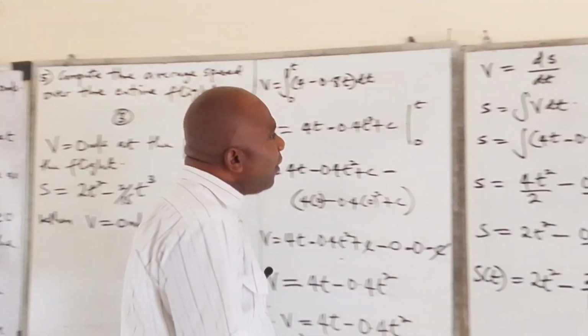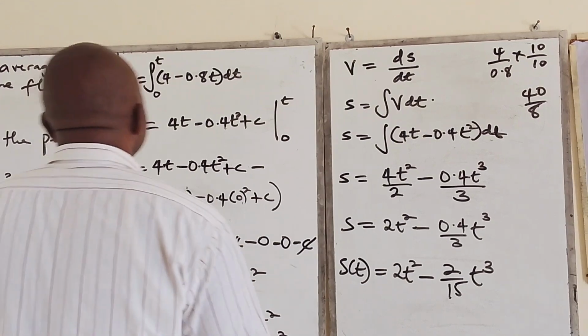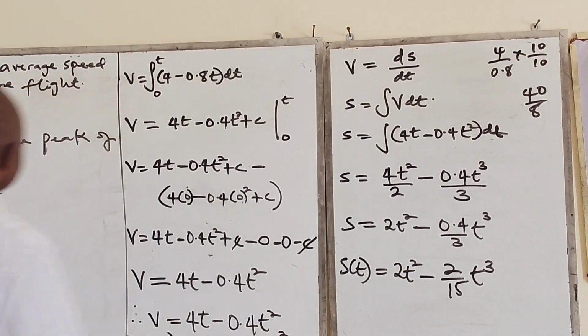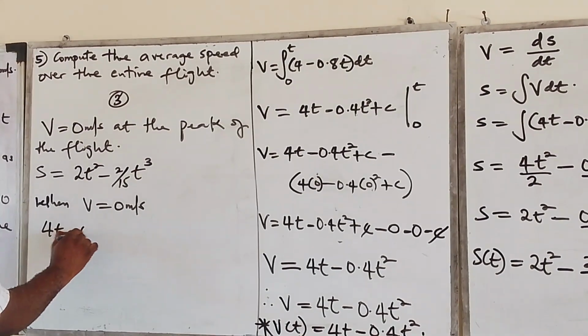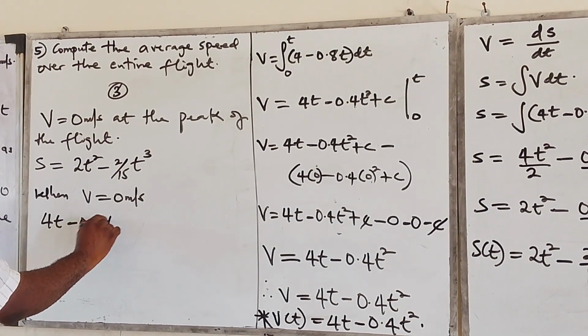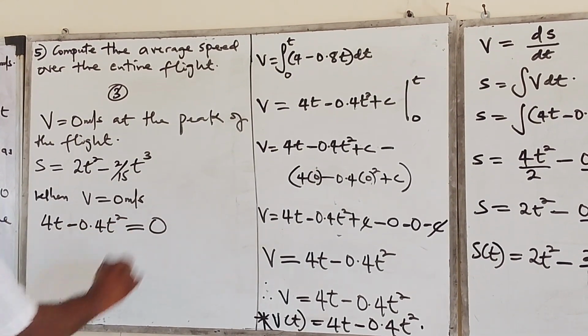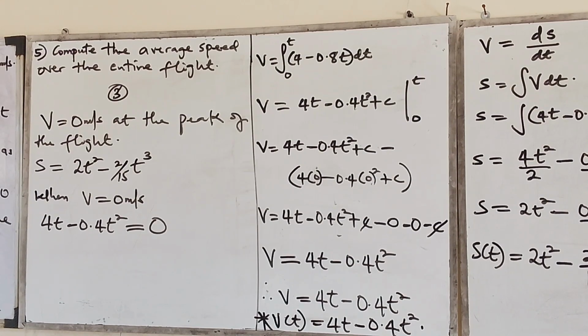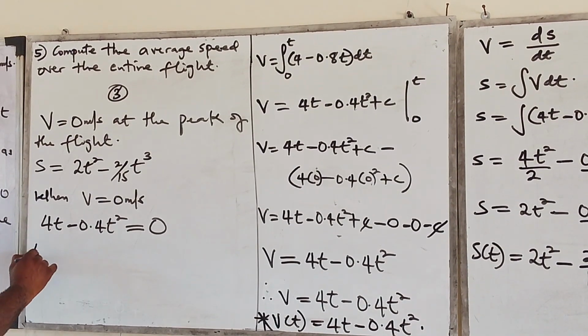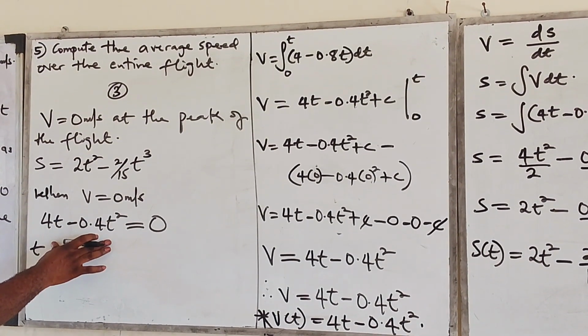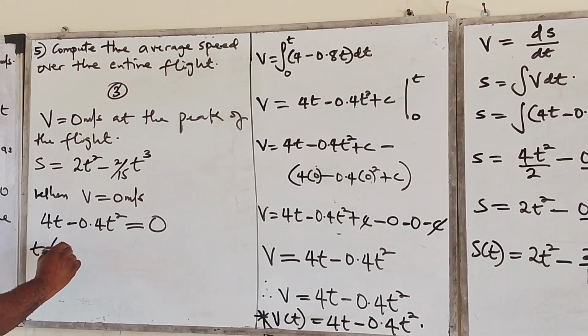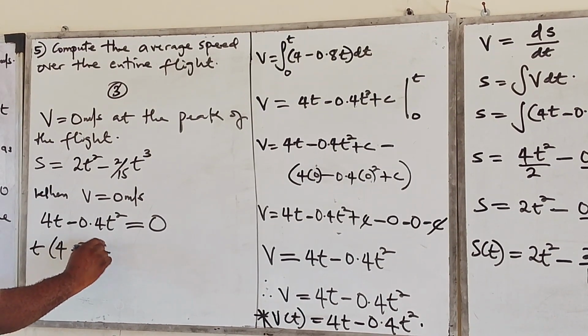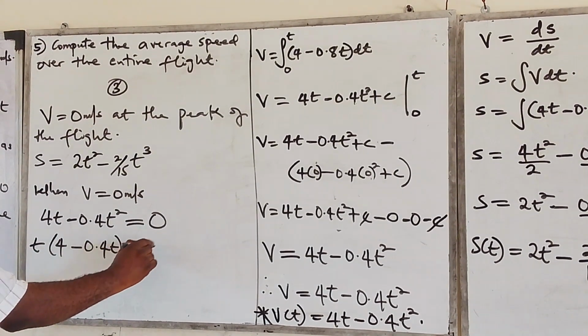Now remember our v here, this is our v. Our v is 4t minus 0.4t squared, and that will be equal to 0. So at this point, t is common, so let's factor out t. We have t in bracket 4 minus 0.4t is equal to 0.